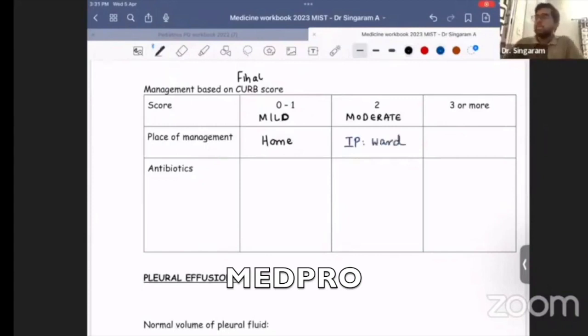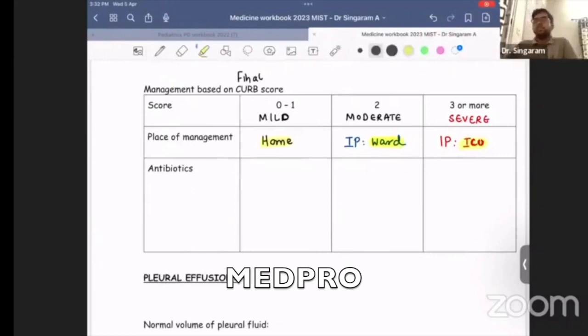What about 3 or more than 3, like 4, 5 and all? It means it is a severe pneumonia. Obviously, a severe pneumonia patient again has to be kept as an inpatient only. But where should he be admitted? He should be admitted in the ICU setting. So please make a note of it. So mild means home management, moderate means ward management inpatient, and severe means it should be ICU management. That's what you need to remember. Are you able to follow this?